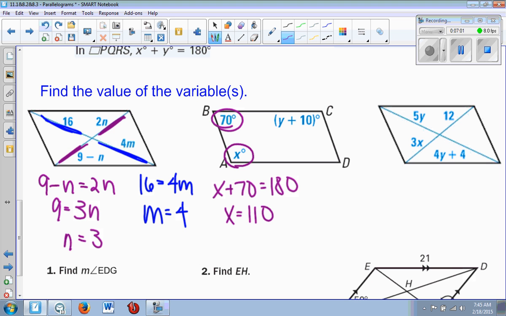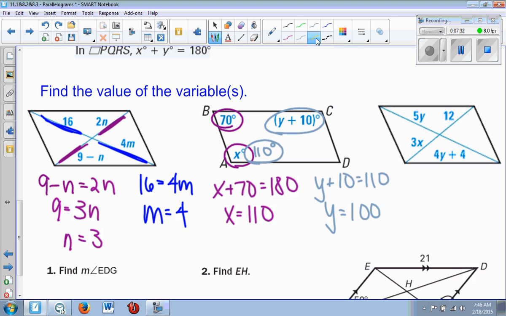We can do a couple of different things to solve for y. I know that this is 110 now. So now I can set the opposite angles congruent and solve for y. So easily done. If I subtract 10, we end up with a value of 100. Again, the algebra portion of this isn't going to be overly difficult. It's just remembering what property you're supposed to be using for the problem.